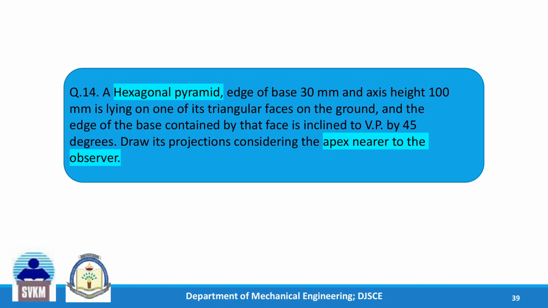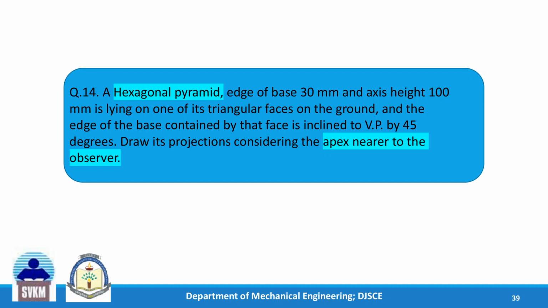Just read this sum now. A hexagonal pyramid, edge of base 30 mm and axis height 100 mm, is lying on one of its triangular faces on the ground, and the edge of the base contained by that face is inclined to VP by 45 degrees. So this is almost the same. Both the problems are similar in the wording, except the last sentence: draw its projection considering the apex nearer to the observer. That is the only difference compared to the previous sum.